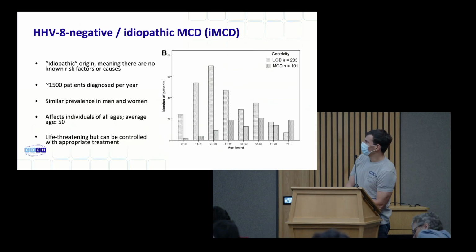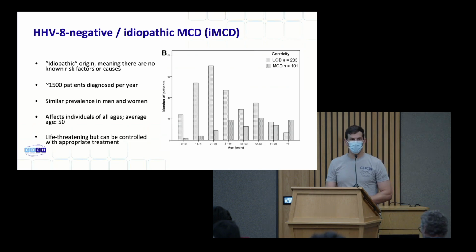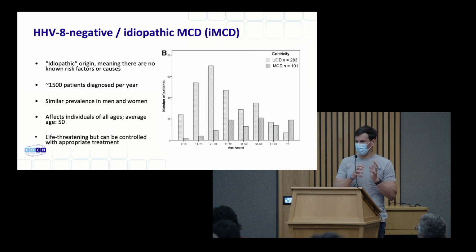Go back one slide. About 1,500 patients are diagnosed per year in the United States. Similar prevalence between males and females. It affects individuals of all ages. So we have children diagnosed before their first birthday, and individuals diagnosed all the way into their 70s, which is very unusual for diseases. Diseases usually have a specific age range, but Castleman's affects individuals of all ages.